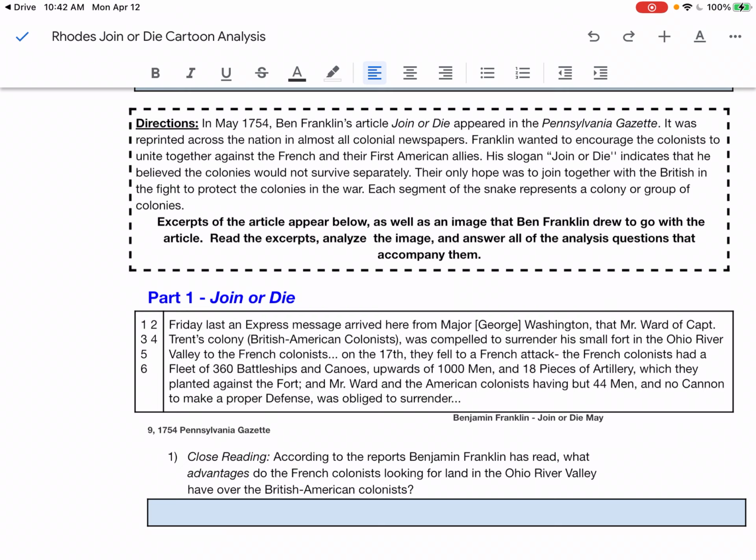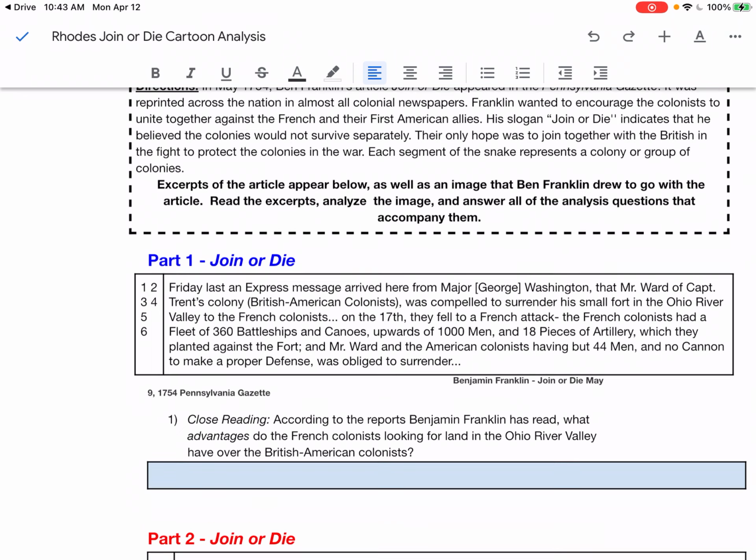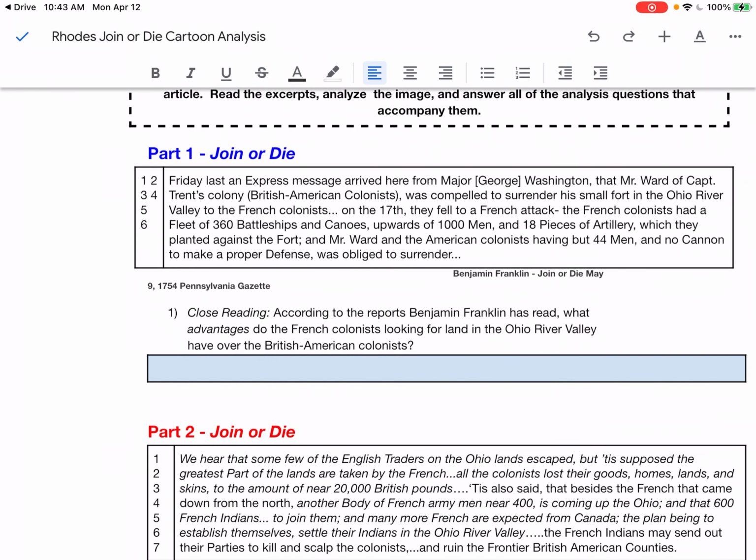Each segment of the snake represents a colony or a group of colonies. So below are excerpts of the article as it appeared in that Pennsylvania Gazette in May of 1754. So the image and the article go together. I want you to read the excerpts, analyze them, and then answer all of the questions that follow. So part one is join or die. You're going to read this excerpt and then you're going to use close reading to answer that question.